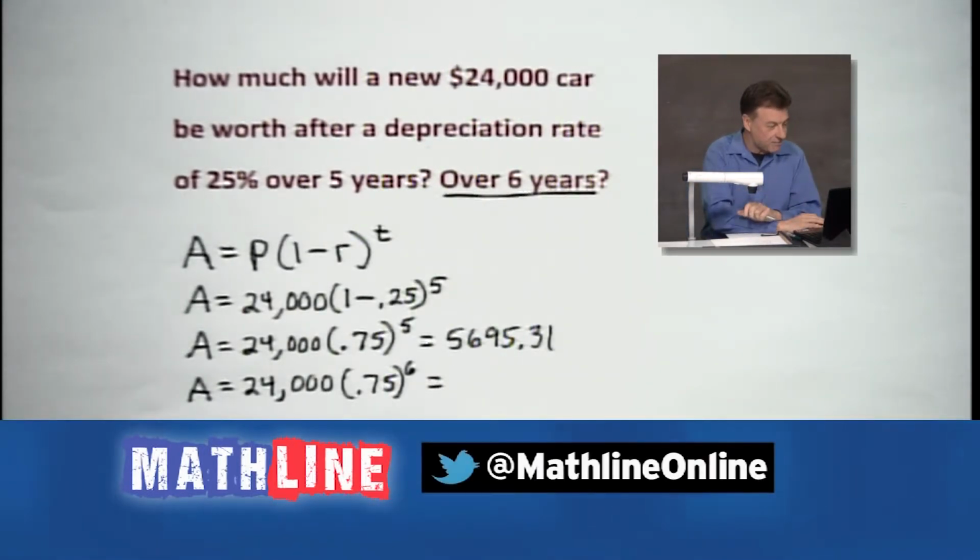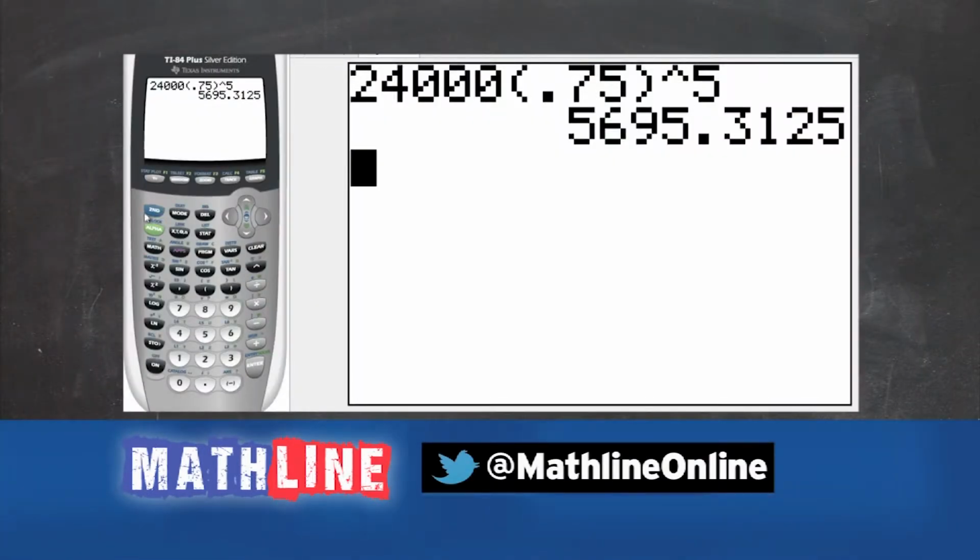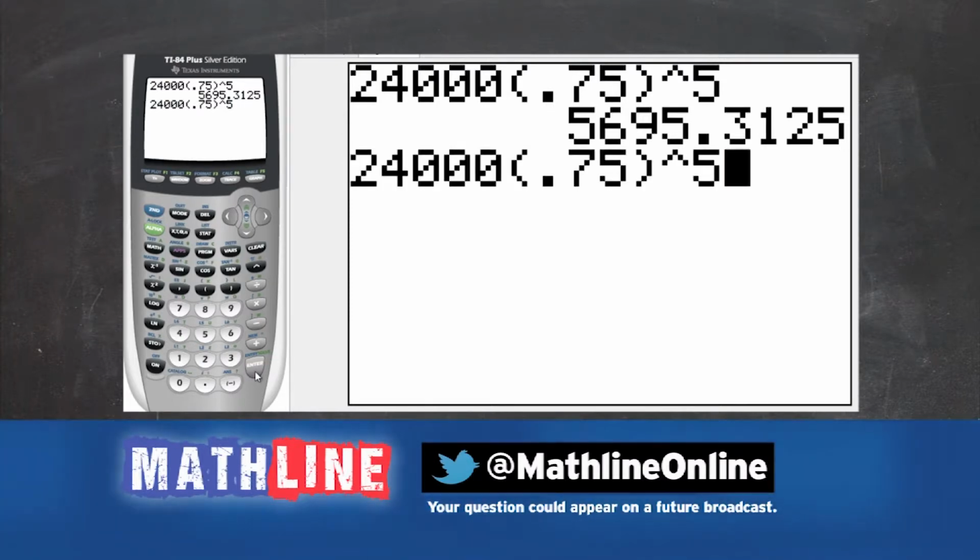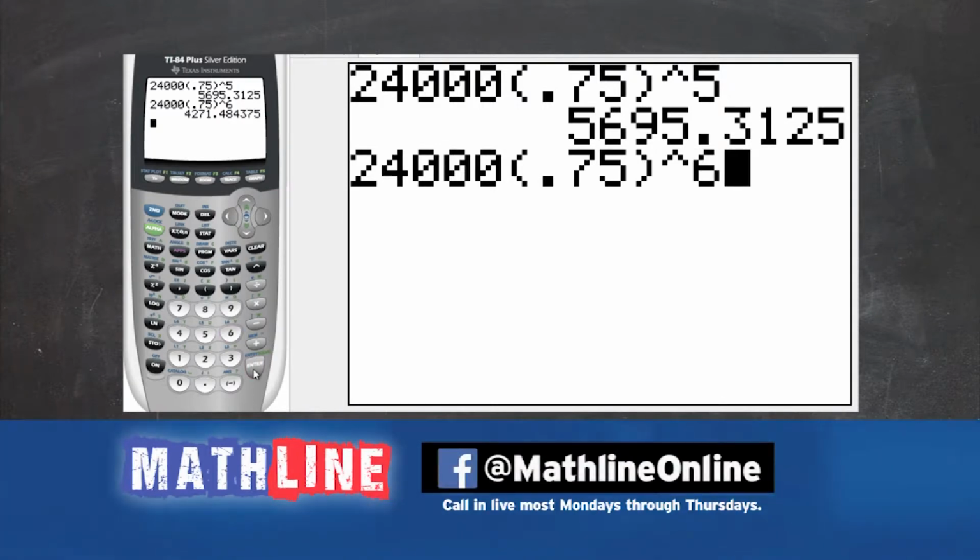So let's go back to our approach here. Let's see, to the calculator. Thank you, guys. Let's go second enter again. Remember that little trick we have. And we have everything waiting for us except the new exponent. Let's go back and fix it. Cursor back to the left. Hit the 6. And here we go.